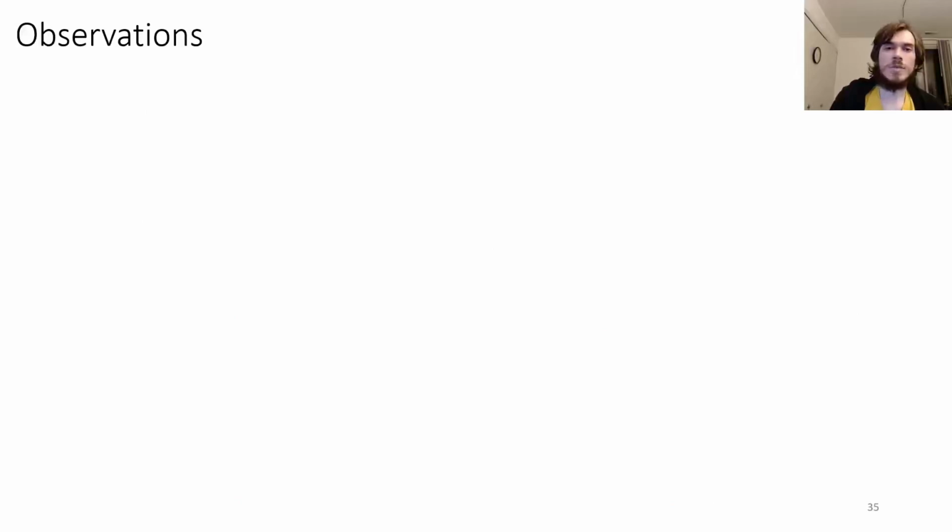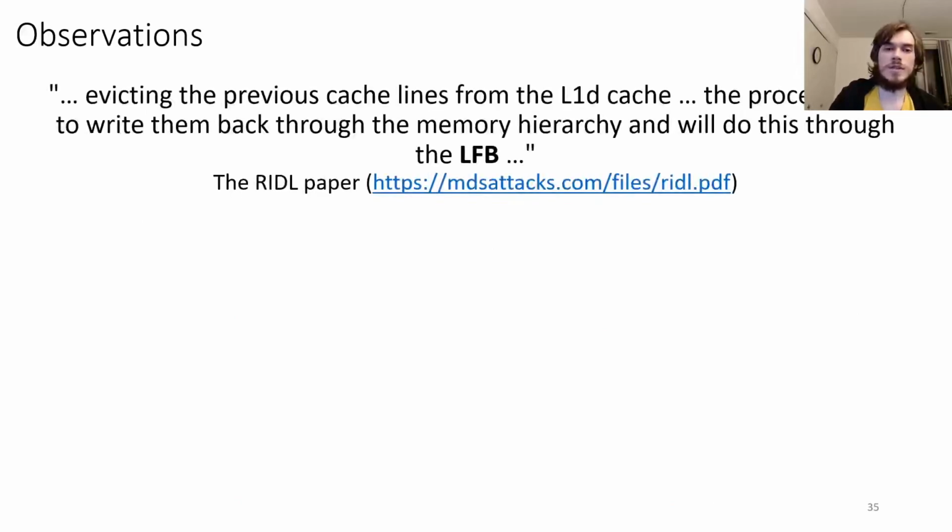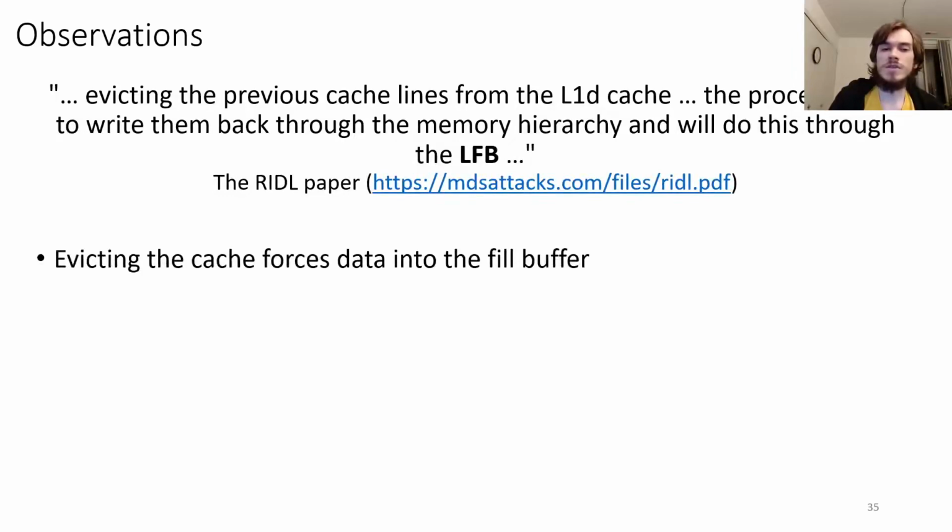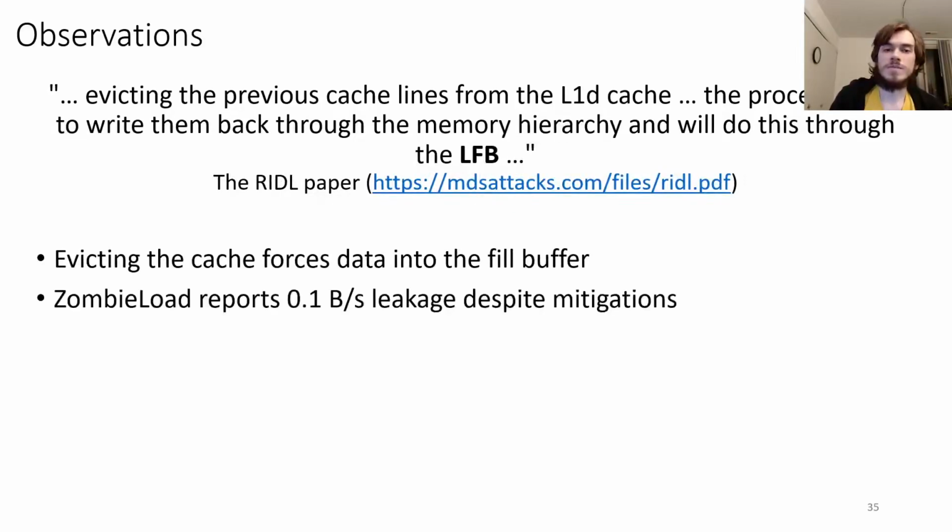So let's have a look at some observations. The RIDL paper mentions that when evicting the previous cache lines from the L1D cache, the processor has to write them back to the memory hierarchy and will do so to the line fill buffer. So what this really means is that evicting the cache forces data into the fill buffer. And ZombieLoad even reports a 0.1 bytes per second leakage despite these mitigations. And this residual leakage is actually worse.